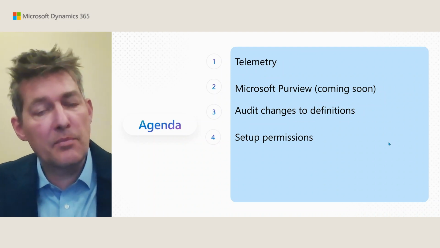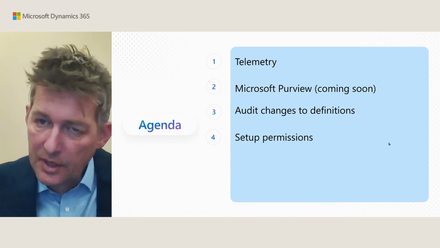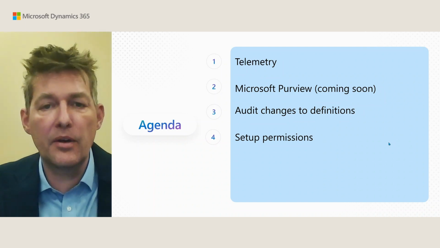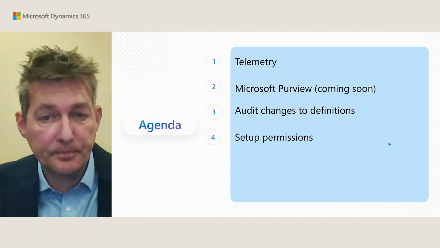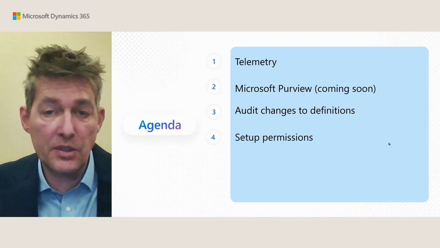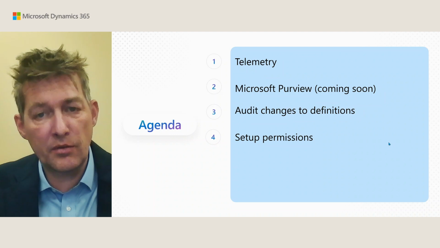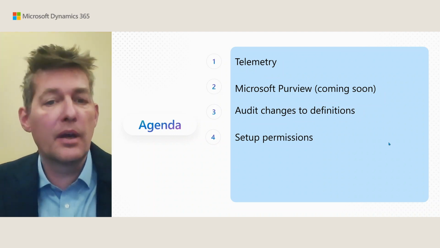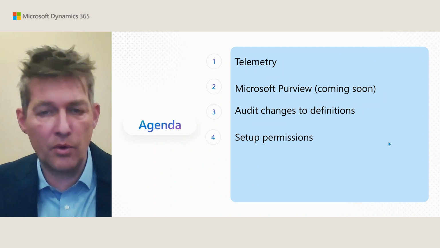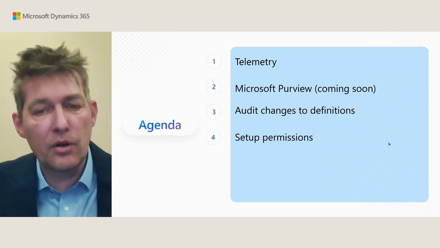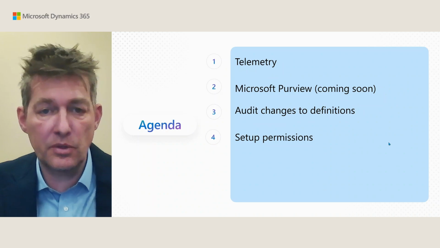You get the same in Microsoft Purview. I don't have a demo for it. I'll just mention that here. And then there's some new documentation, as I said, on how to set up audit changes to report definitions with changelog, and also how to set up permissions both for authoring and for using financial reports. So let's dive into Business Central and see that.